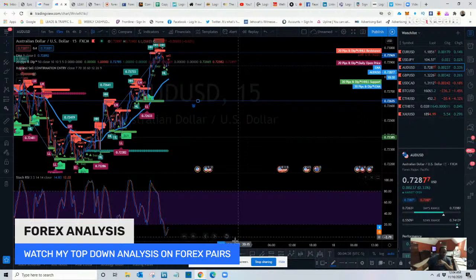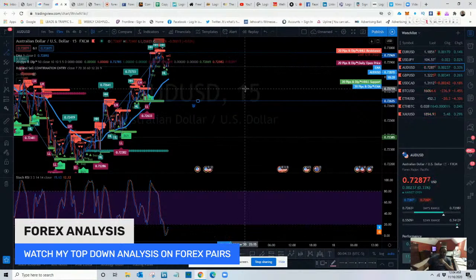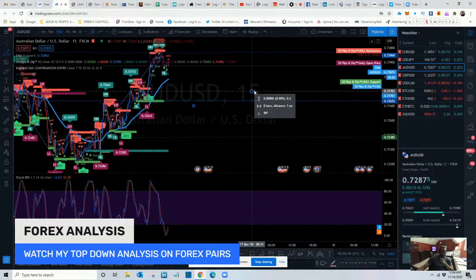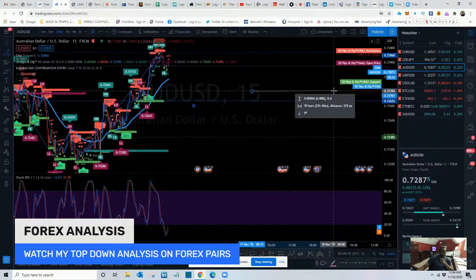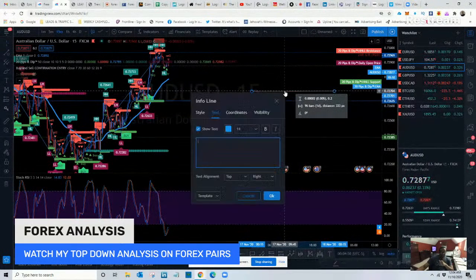So now I'm going to go to my info line, draw this up, put in the stop loss. I'm probably going to put the stop loss here, and it's at a price of 0.72703. So then I'm going to label this as a stop loss, 0.72704. Let me space this. All right.